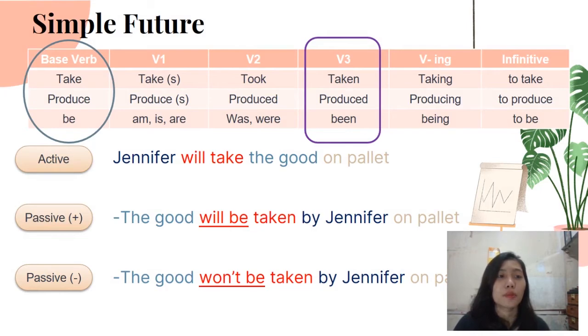Now we begin the simple future, using the base verb column. For example, Jennifer will take the goods on pallet. If we change to a positive passive sentence, it is the goods will be taken by Jennifer. And the negative passive sentence, the goods won't be taken by Jennifer.